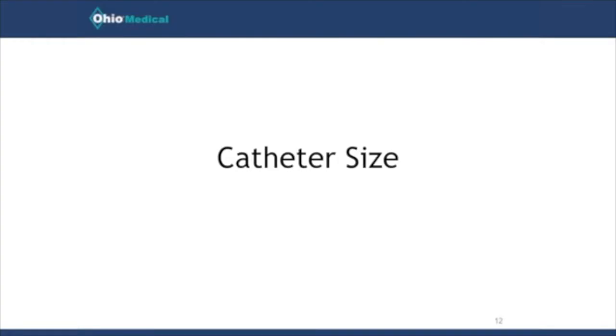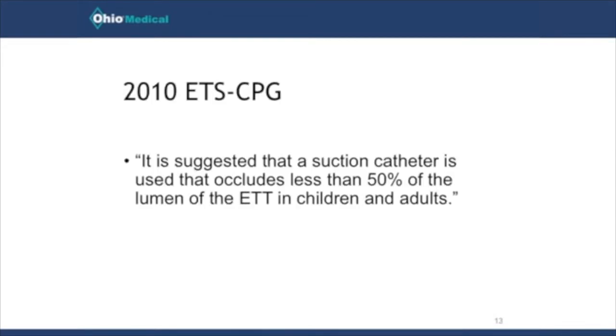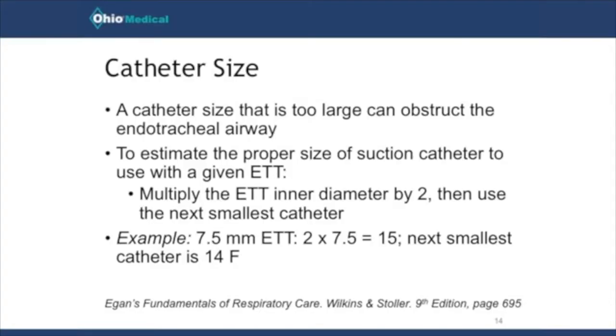Consider the catheter size that you're using for the size of endotracheal tube or tracheostomy tube that you have in place in the patient. So the general guidelines should be that we use a catheter that occludes less than 50% of the inner lumen of the endotracheal tube. A good guideline to follow on that is to take the inner diameter of the endotracheal tube and multiply it by 2, and then use the next smallest size catheter.